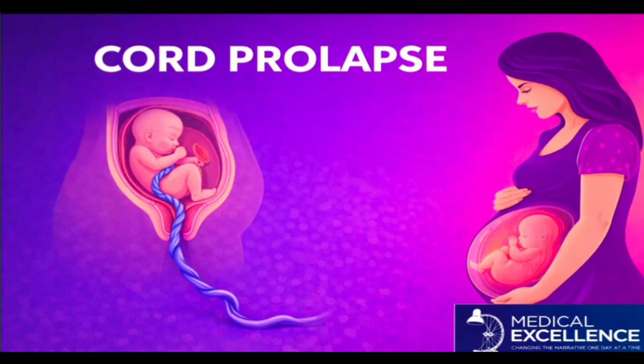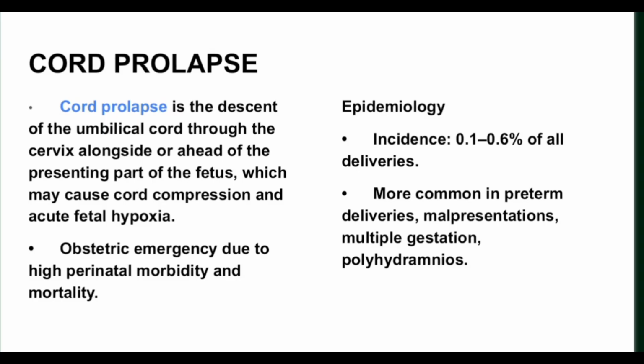Welcome to today's session of Women's Health, and in today's session, we're going to be looking at an important obstetric emergency known as cord prolapse. So, cord prolapse is simply the descent of the umbilical cord through the cervix alongside or ahead of the presenting part of the fetus, which can cause cord compression and also acute fetal hypoxia.